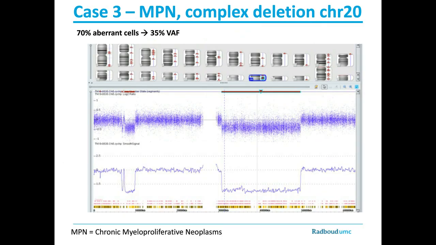Lastly, I brought you one more example of another case where we had a complex deletion event on chromosome 20. So this was a case of a chronic myeloproliferative neoplasm. And you see the CNV array profile here with multiple deletions and multiple breakpoints on chromosome 20. What we can also directly read out from the array is that there's only 70% of aberrant cells, so 35% of variant allele frequency.